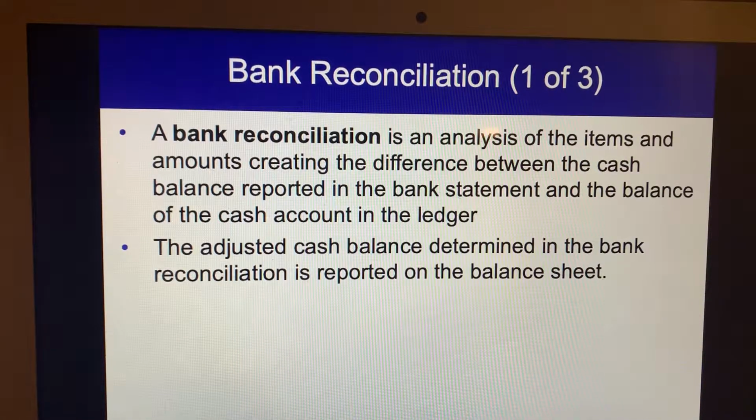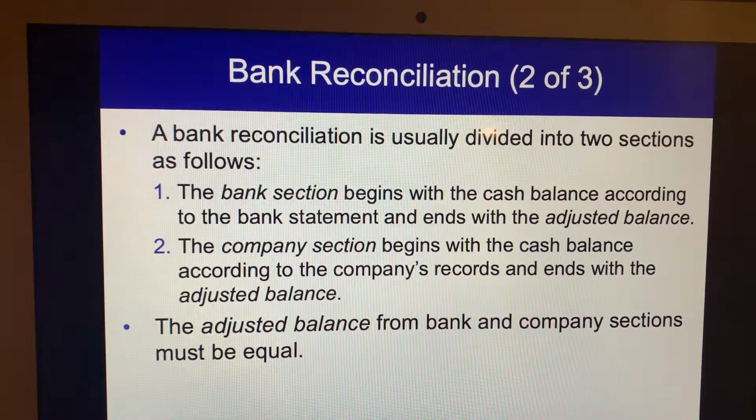A bank reconciliation is an analysis of the items and amounts creating the difference between the cash balance reported in the bank statement and the balance of the cash account in the ledger. The adjusted cash balance determined in the bank reconciliation is reported on the balance sheet. A bank reconciliation is usually divided into two sections as follows. The bank section begins with the cash balance according to the bank statement and ends with the adjusted balance. The company section begins with the cash balance according to the company's records and ends with the adjusted balance. The adjusted balances from the bank and company sections must be equal.